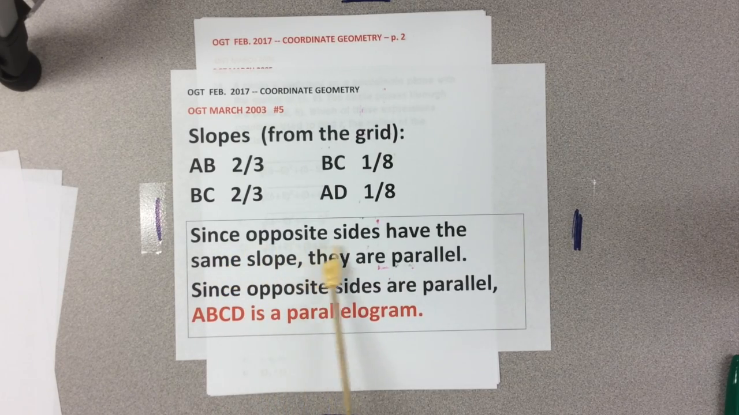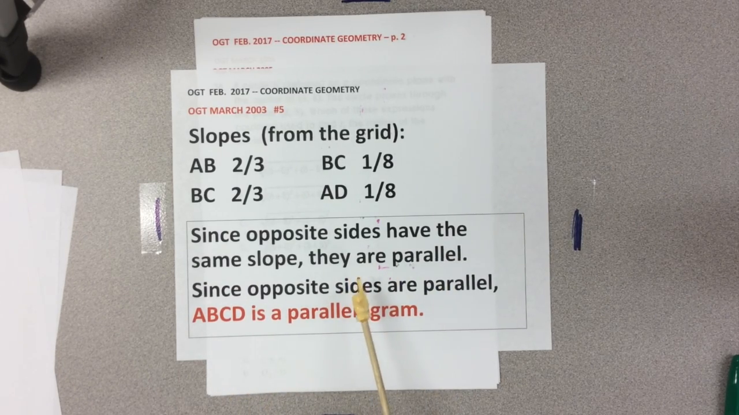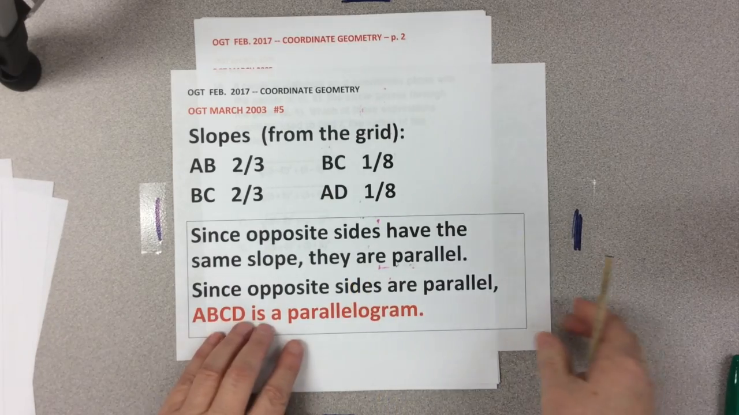Since opposite sides have the same slope, they are parallel. Since opposite sides are parallel, ABCD is a parallelogram. So I've included them. I'm not saying that I just didn't say the sides are parallel. I pointed out they have the same slope, which means they're parallel. And I've also said opposite sides being parallel is the criteria for a parallelogram. So I think I've got my 2 points for that problem.